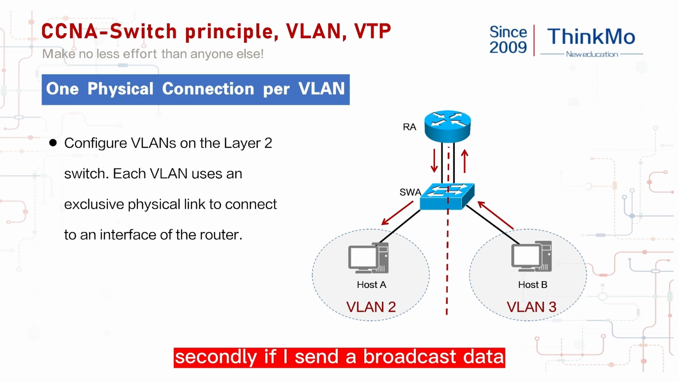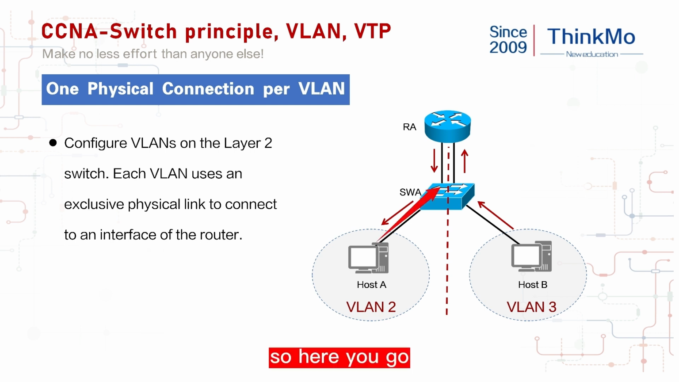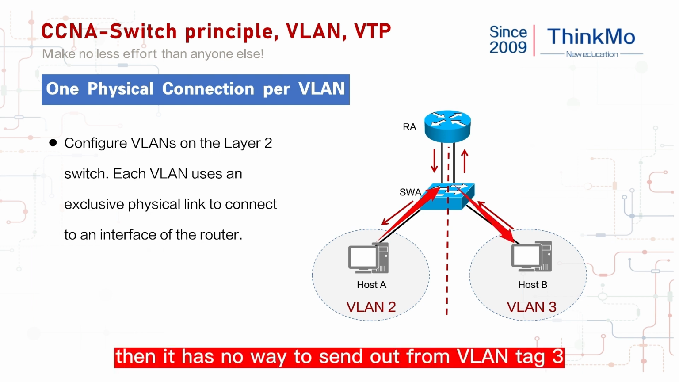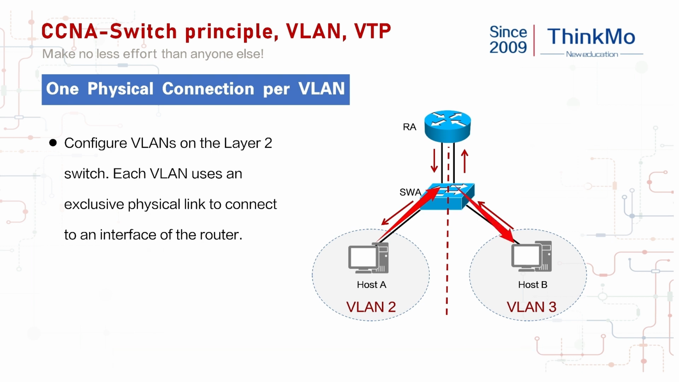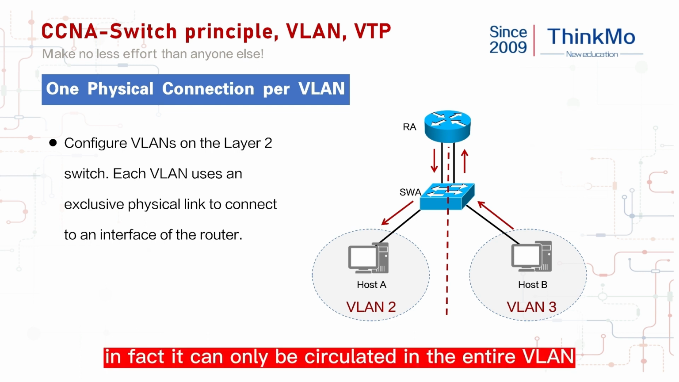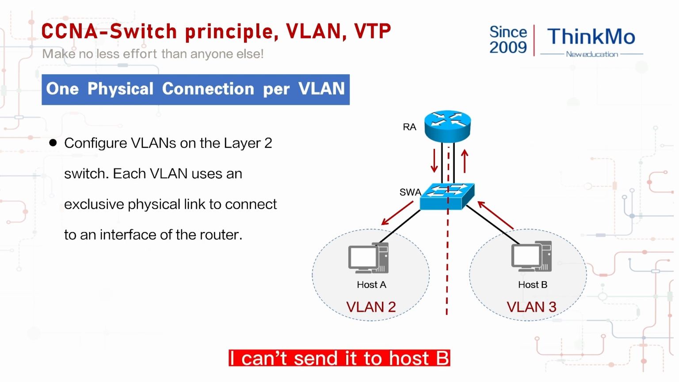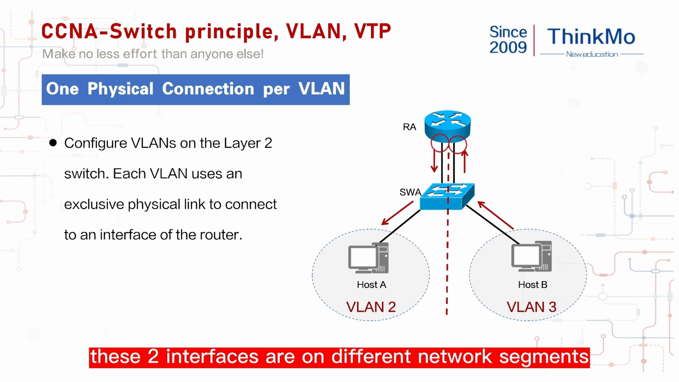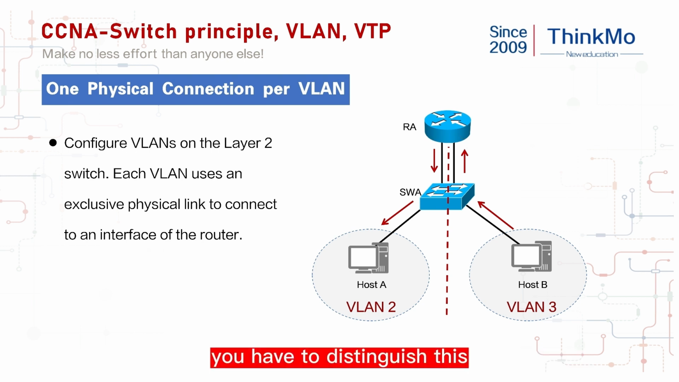Secondly, if I send broadcast data, it is marked with VLAN tag 2 here. Then it has no way to be sent out from VLAN tag 3, so this data cannot reach host B. If I send broadcast data in the future, it can only circulate within the entire VLAN. I can't send it to host B because it is isolated by VLAN. These two interfaces are on different network segments. You have to distinguish this.